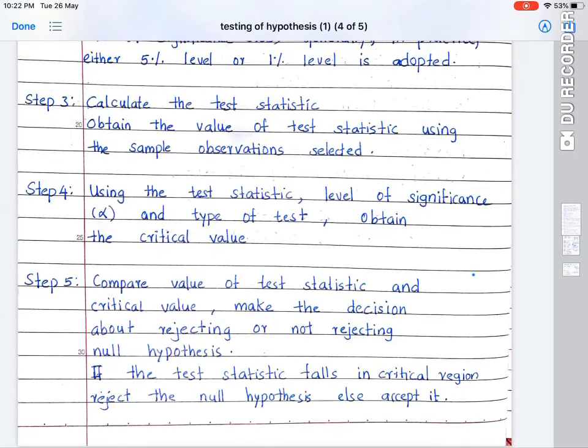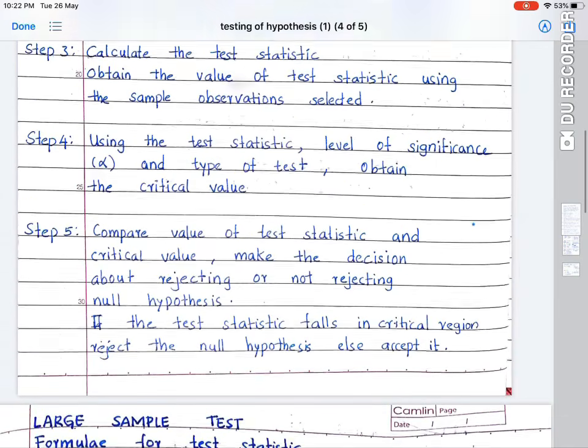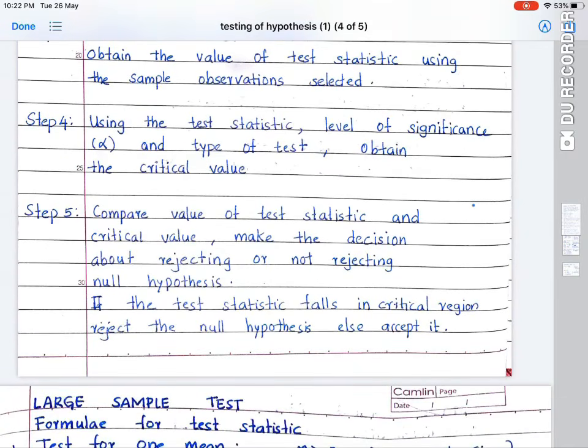In step 4, you will obtain the critical value. Critical value is nothing but the tabulated value. In step 5, you compare both the calculated value and the tabulated value, and you see if the calculated value is falling in the critical region or the rejection region of the curve, or if it is falling in the acceptance region. If it falls in the rejection region, we reject the null hypothesis, otherwise we accept. I hope you have understood the concept.